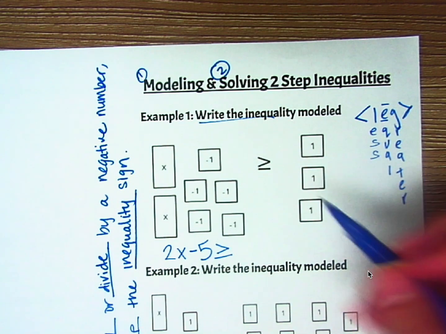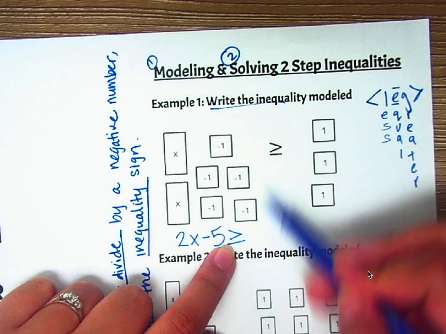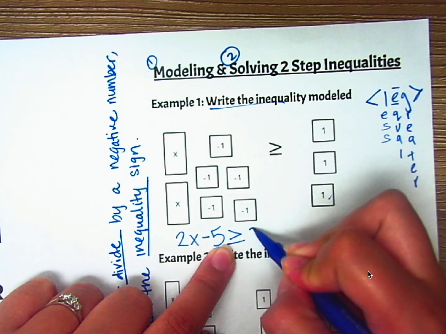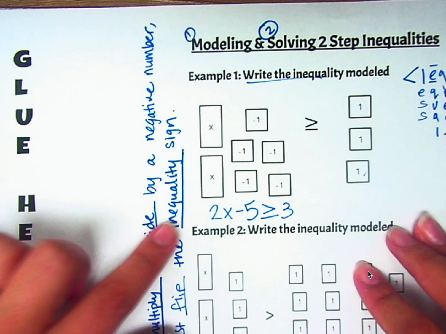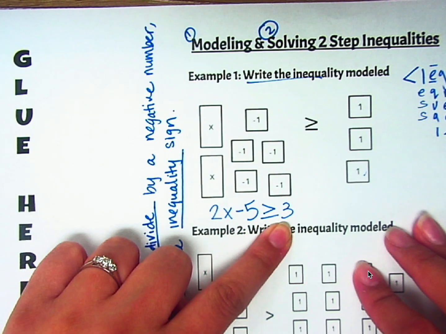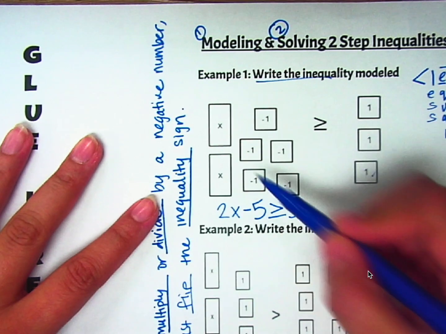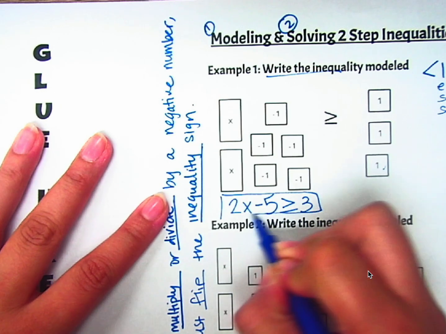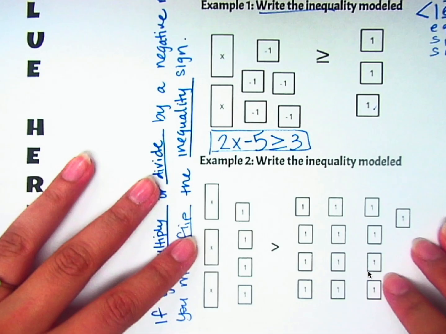Okay, so we got our greater than or equal to, and then we have our boxes here. That's 1, 2, 3. So that is our inequality. 2x minus 5 is greater than or equal to 3. Okay, make sure you box that. Now let's go on to the next one.